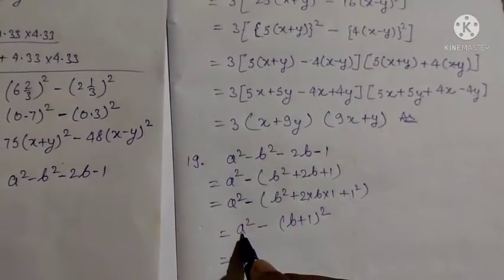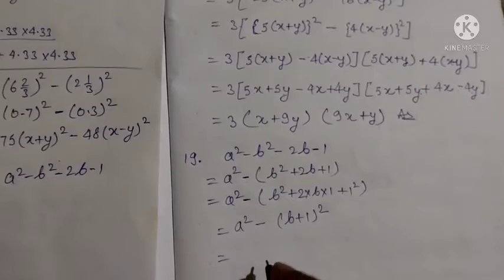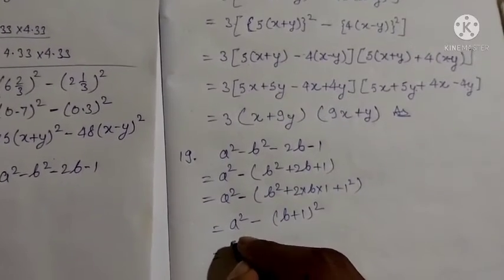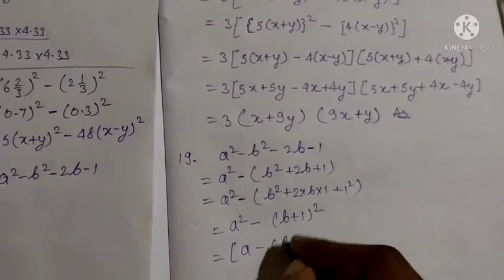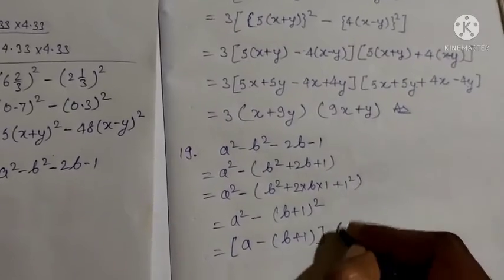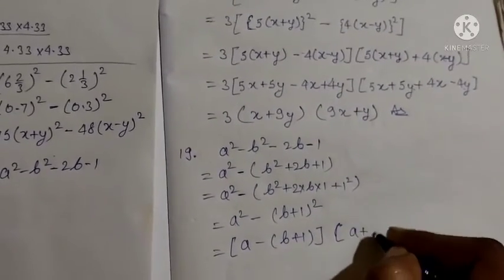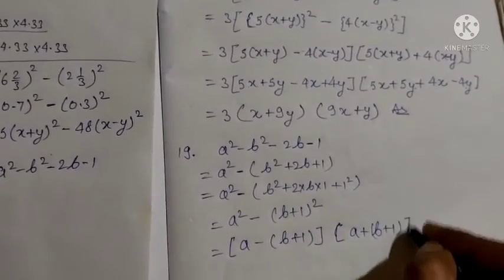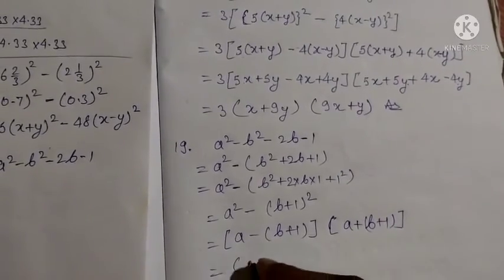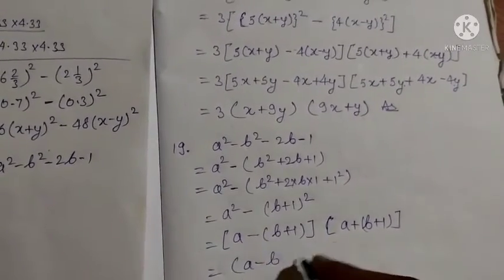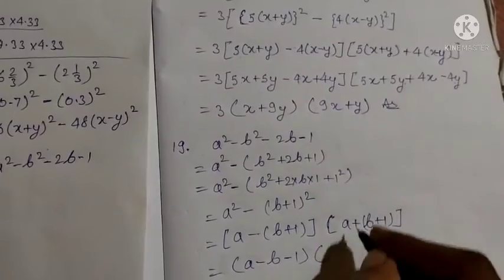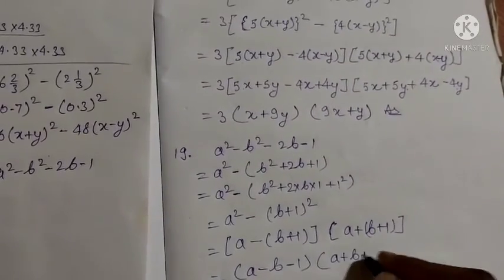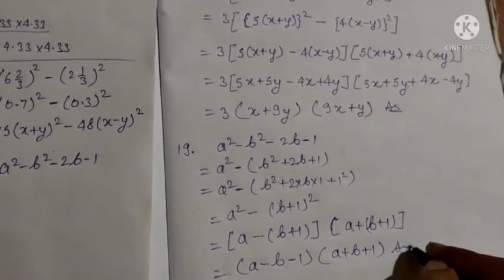Now it is in the form of a square minus b square, so we can write it as (a minus (b plus 1)) into (a plus b plus 1). Then it will be (a minus b minus 1) and (a plus b plus 1). You have your answer.